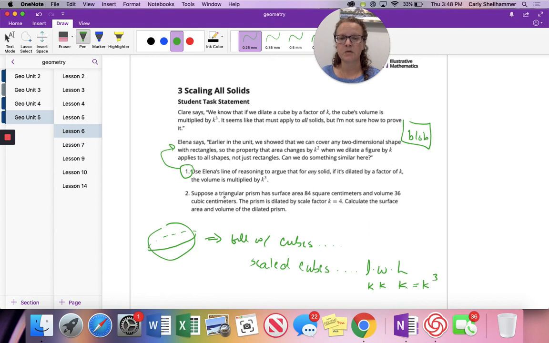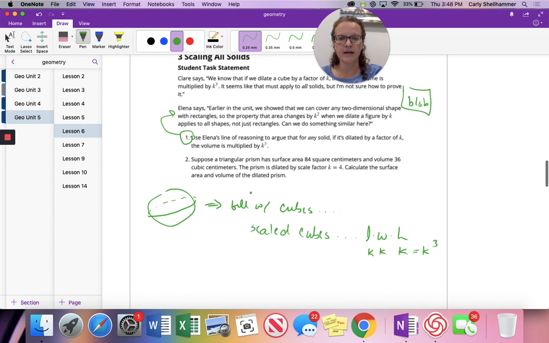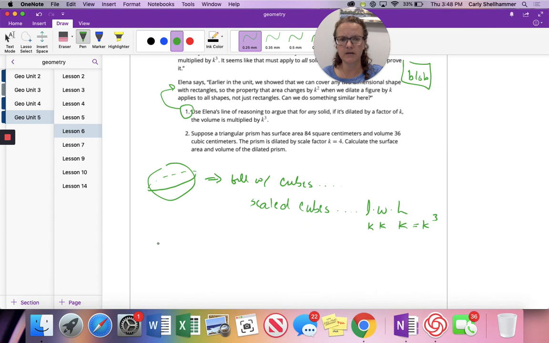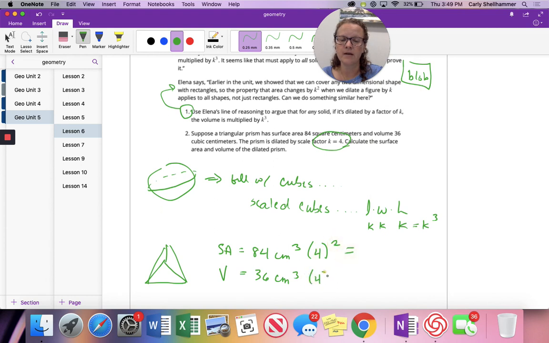Suppose a triangular prism has a surface area of 84 square centimeters and a volume of 36 cubic centimeters. So we have a triangular prism, which is basically this, but 3-dimensional. The prism is dilated by a scale factor of 4. Calculate the surface area and the volume of the dilated prism. Well, we're just going to do by 4 squared and by 4 cubed.